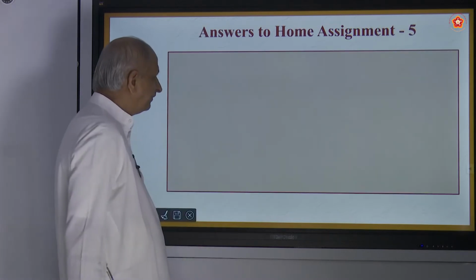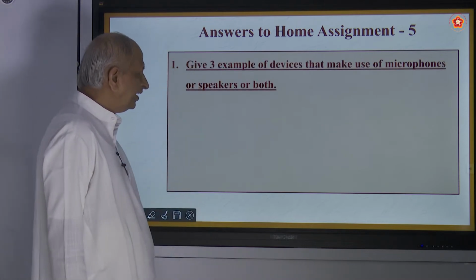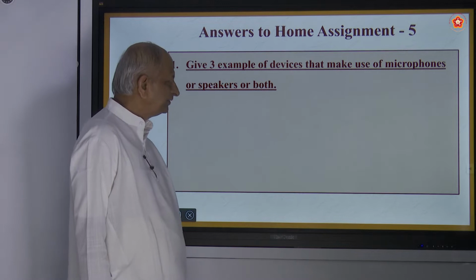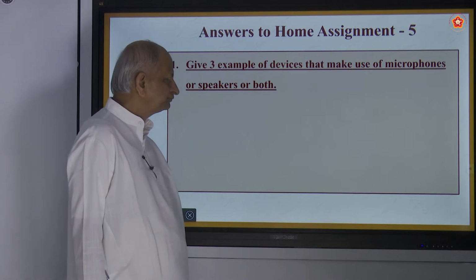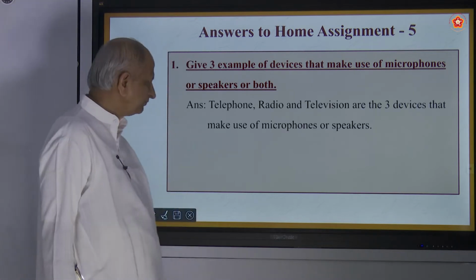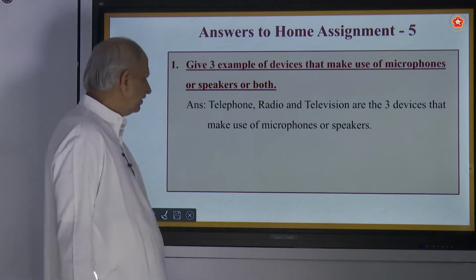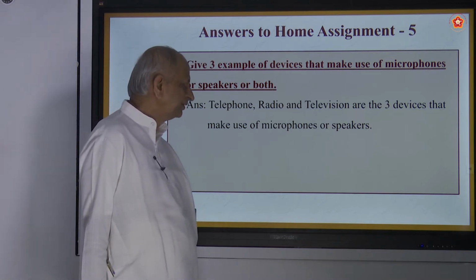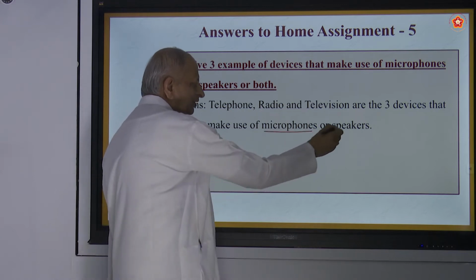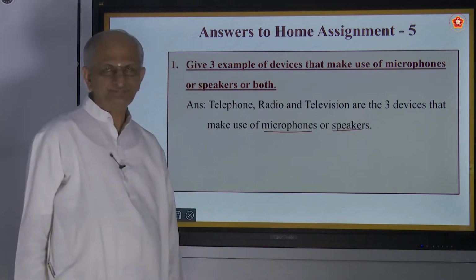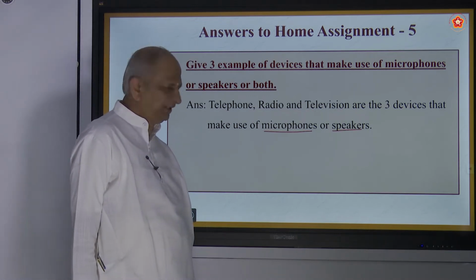Okay, now coming to the answers for the home assignment. Give 3 examples of devices that make use of microphones or speakers or both. One is the telephone, which I am going to study today, radio, television, etc. There will be a microphone also, and a speaker also. So these are the 3 devices which you are using daily in your life.